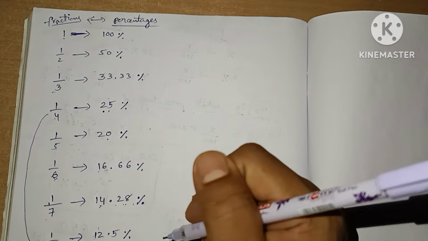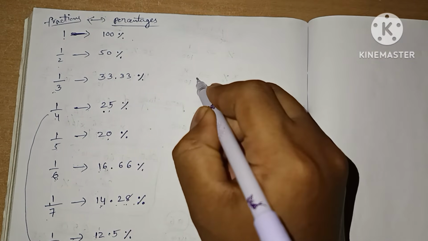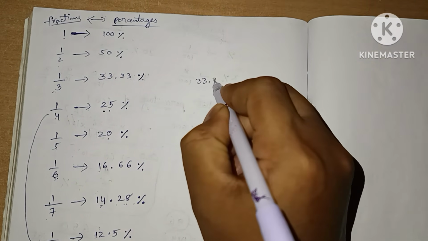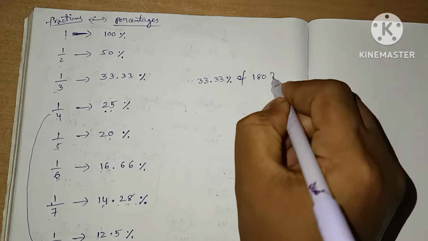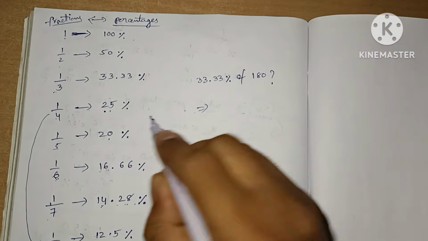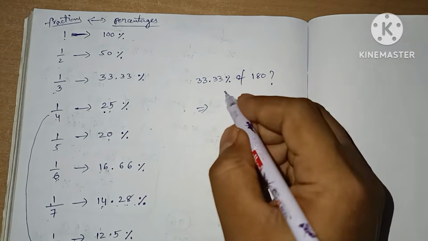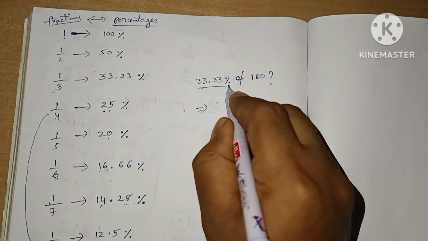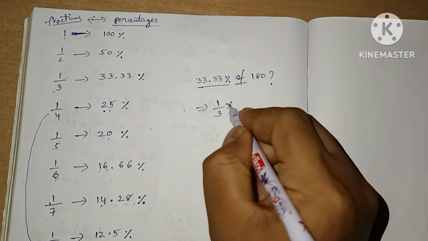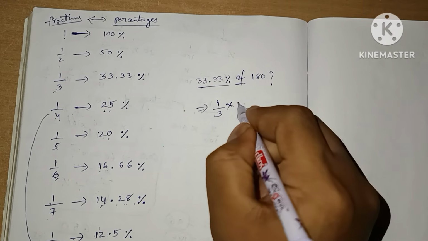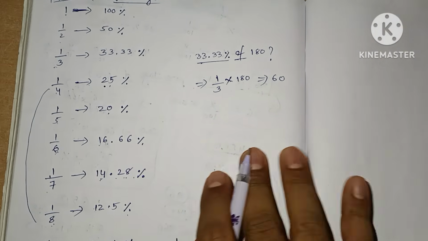Now we are going to see some examples according to this table. Let's see what is 33.33 percentage of 180. Here in our table 33.33 percentage is nothing but 1/3. So in the place of 33.33 percentage we can write 1/3, of means into 180. Answer will be 60. Let's see one more example.